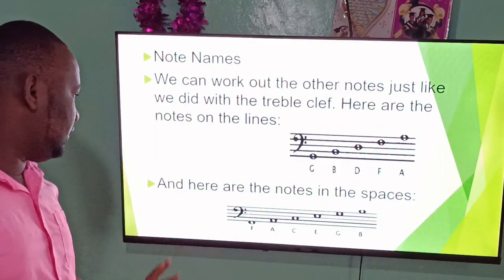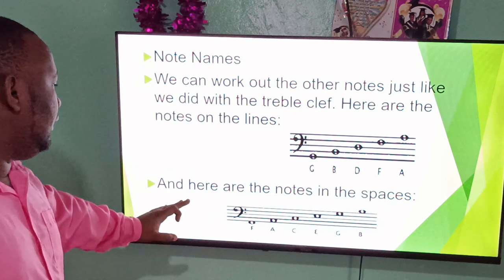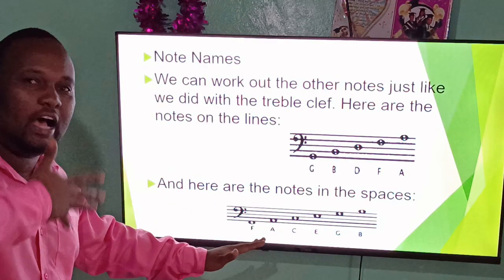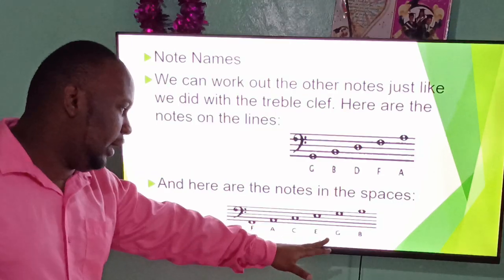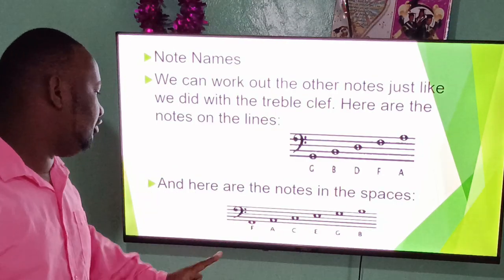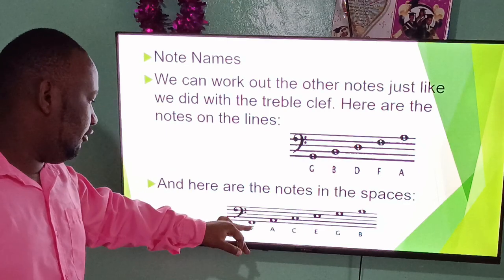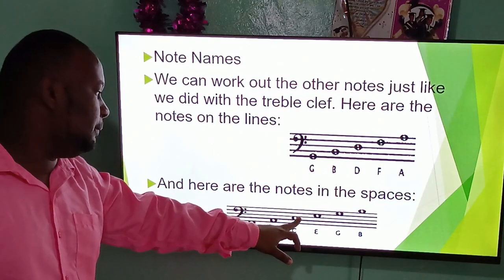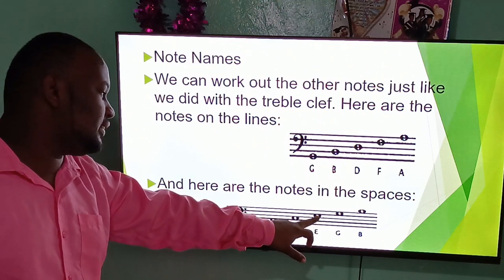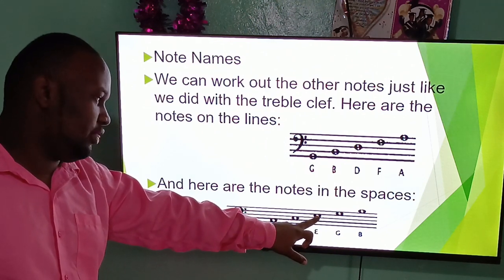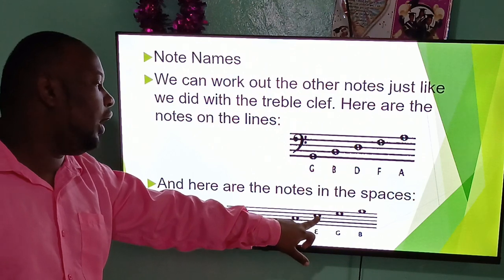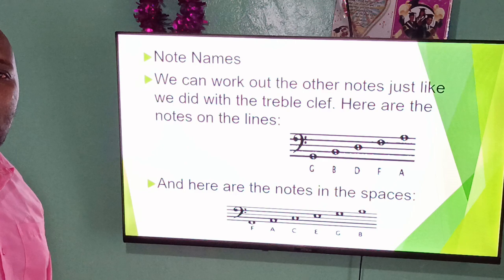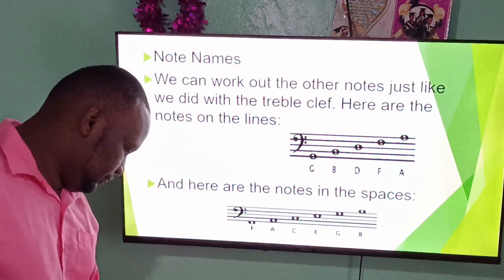That is for the lines on the F clef. And here are the notes in the spaces. You can have FACE just as we did yesterday. FACE, GB, FACE, GB. For FACE, F will be here, A here, C here, E here, just below F or the landmark. And we have G here, and we have B just below mi do si.